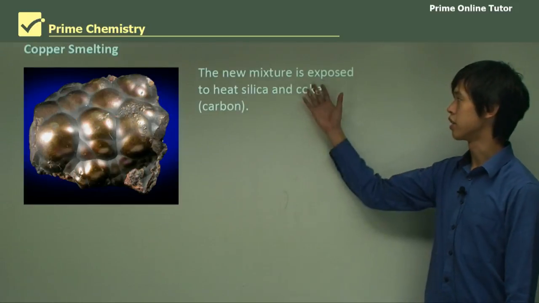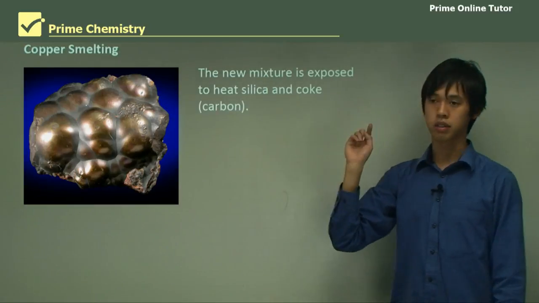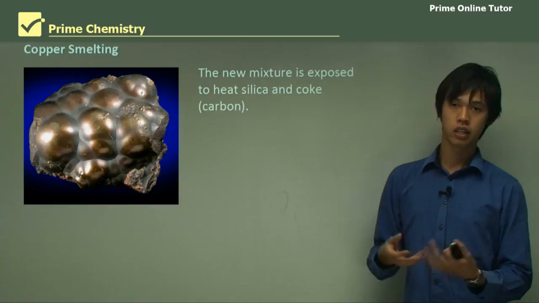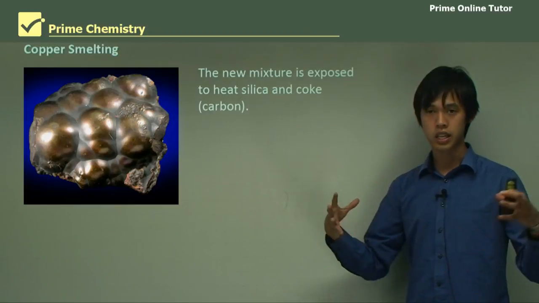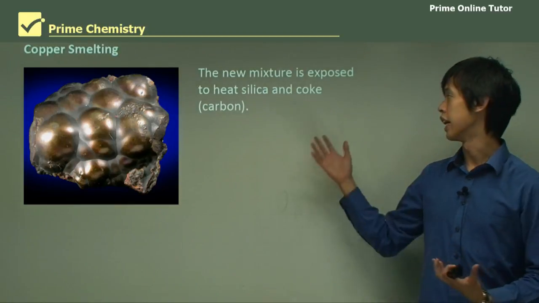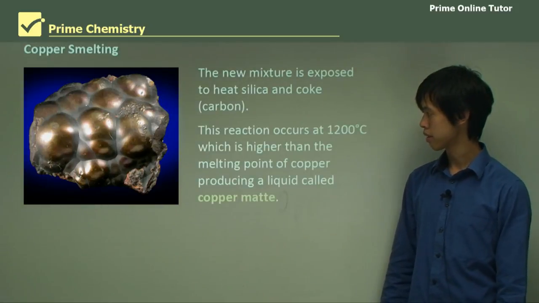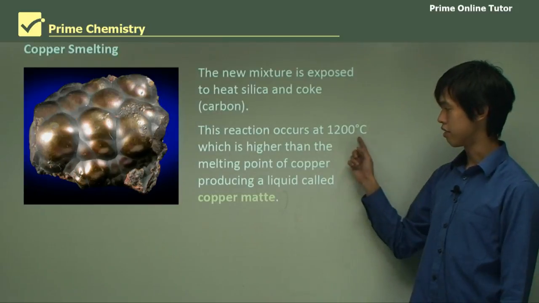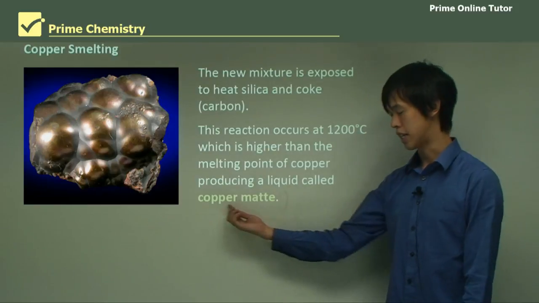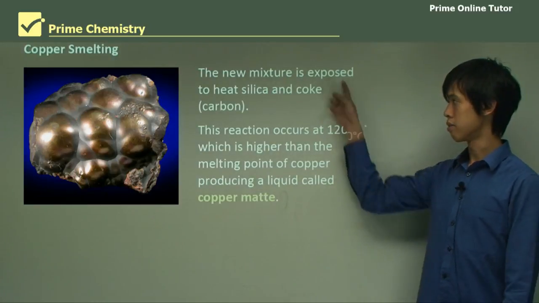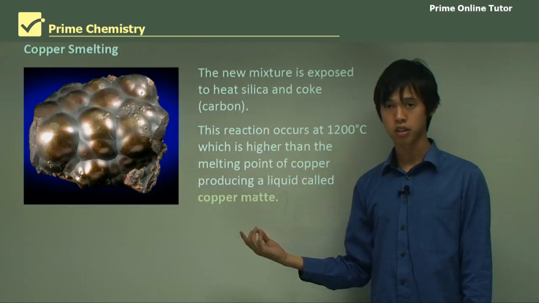Then the new mixture is exposed to heat again, and silica, and coke as well. The silica is just there to help the process, but the coke is the carbon, and so it absorbs the oxygen in the copper oxides and turns into carbon dioxide, and then you get pure copper out as well. This reaction occurs at 1200 degrees Celsius, which is higher than the melting point of copper, producing a liquid copper called copper matte.